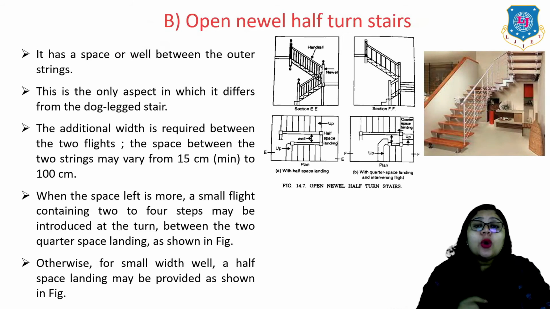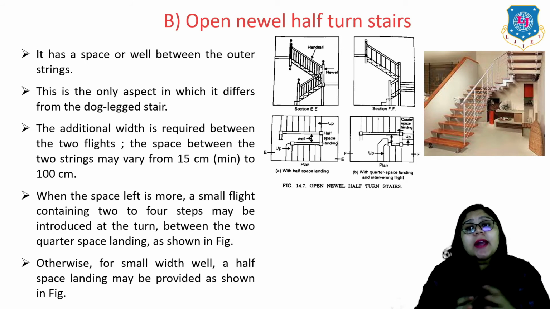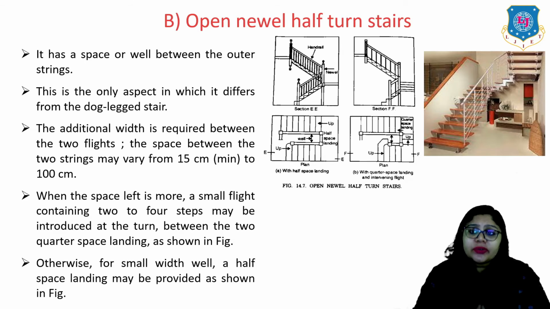Now the second type is the open newel half-turn stair. It has a space or well between the outer stringers. This is the only aspect in which it differs from dog-leg stairs. Additional width is required between the two flights. The space between the two stringers may vary from 15 cm to 100 cm. When the space left is more, a small flight containing 2 or 4 steps may be introduced at the turn between the two quarter space landings, as shown in this figure. Otherwise, for a small width of well, a half space landing may be provided.